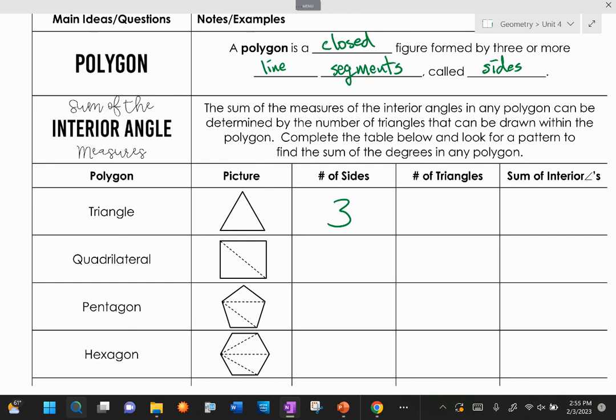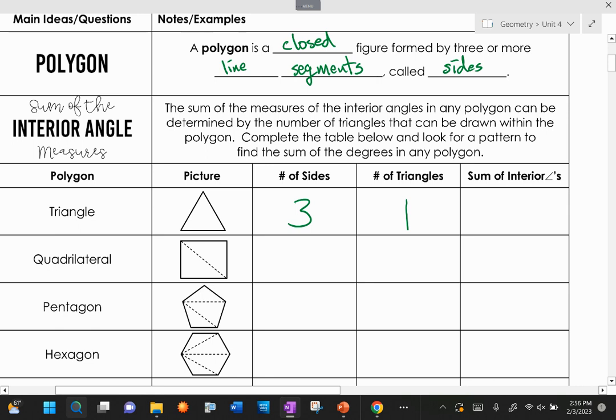Now, this one is a weird question. So first the picture, second number of sides, third number of triangles. What that means is how many triangles do you see? One. Okay, don't trick yourself. I didn't say however many triangles you can fit in there. I said how many triangles do you see? That's fine. Sum of the interior angles. How many degrees does a triangle have inside of it? 180 degrees. Yes.